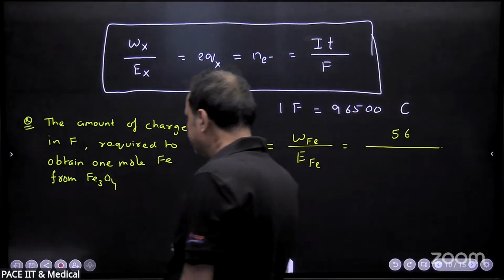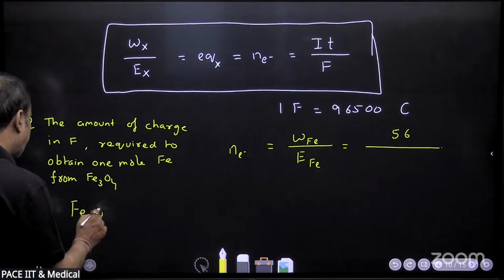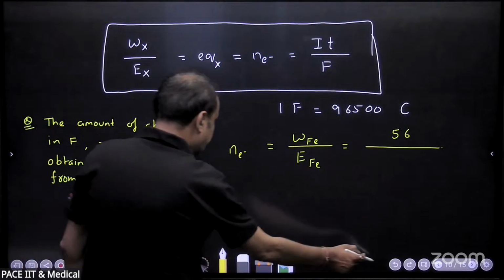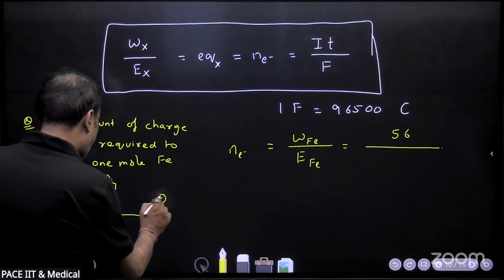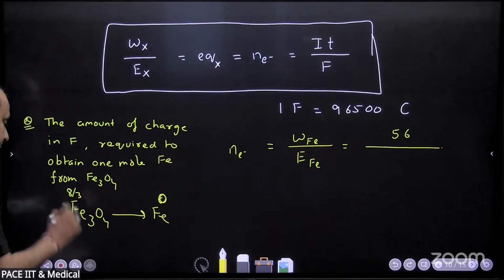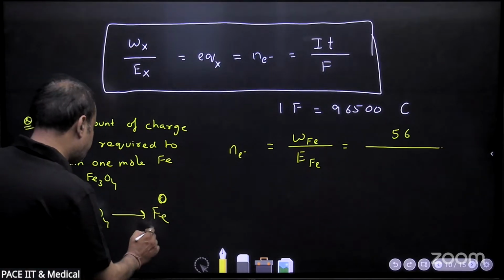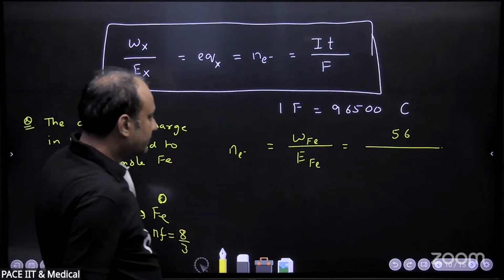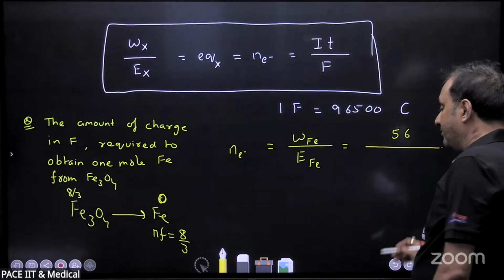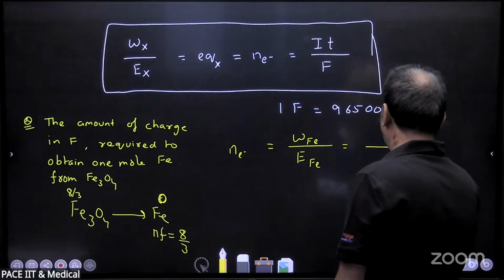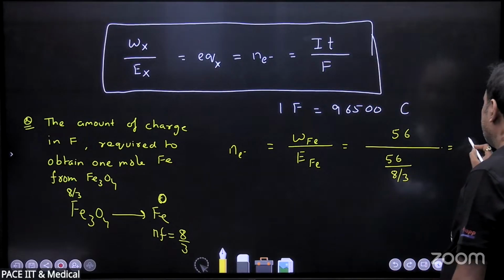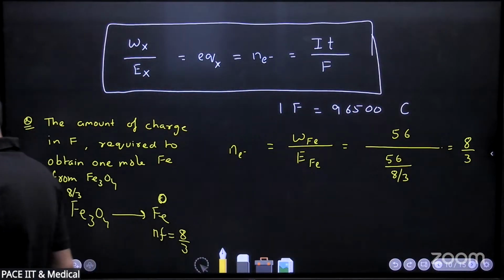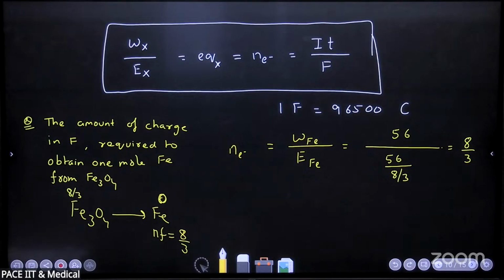Equivalent weight of iron. We are making iron from Fe3O4. Here the oxidation state of iron in Fe is 0, and here it is 8/3. So what will be the N factor for this? The difference of these two, that is 8/3. So the equivalent weight of iron will become atomic weight divided by 8/3. So our answer becomes 8/3. How many moles of electrons are needed? 8/3. Okay.